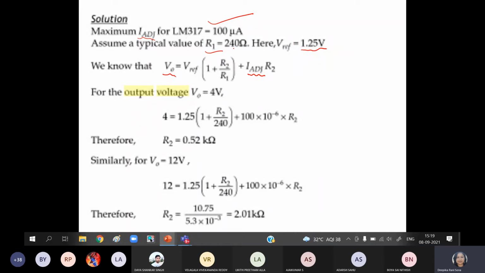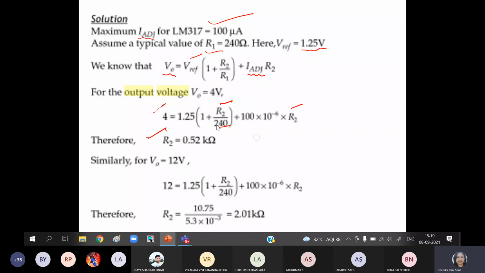The R1 value may be given to you in the question itself. So after getting the data, you can apply all the values. V reference is known, R1 is known, and the adjustable current is also known. What is the unknown value here? If you solve this equation, we may get R2 equal to 0.52 kilo ohm. This data you have to calculate. R2 you have to solve for. So V0 for 4 volt you have to solve once.